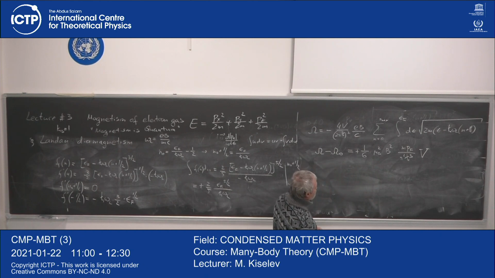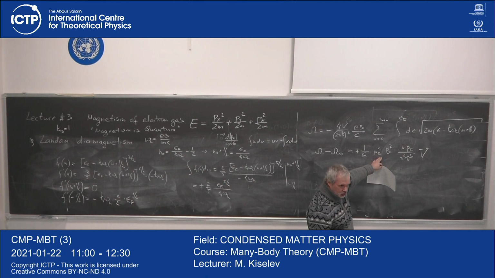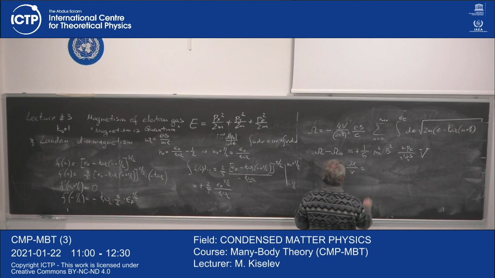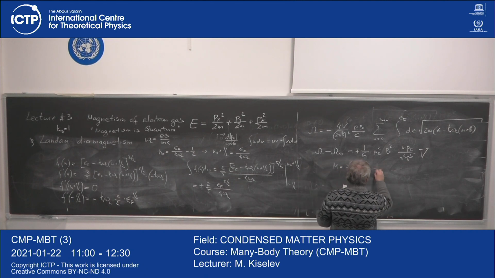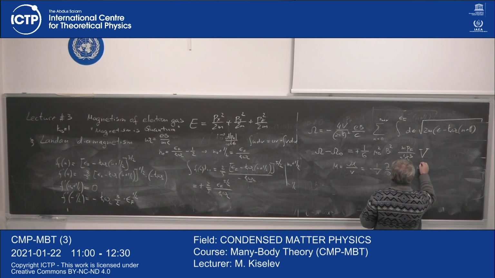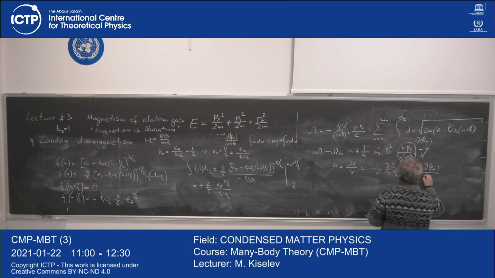So, we computed the first magnetic field dependent term in the Taylor expansion, and we obtained that this is proportional to magnetic field squared. And the sign, what is most important, is plus. Now, magnetization, which is m per unit volume, is equal to minus 1 over volume times d omega over dB. So therefore, it is equal to minus mu Bohr squared times the density of states at the Fermi energy, divided by 3, times the magnetic field.